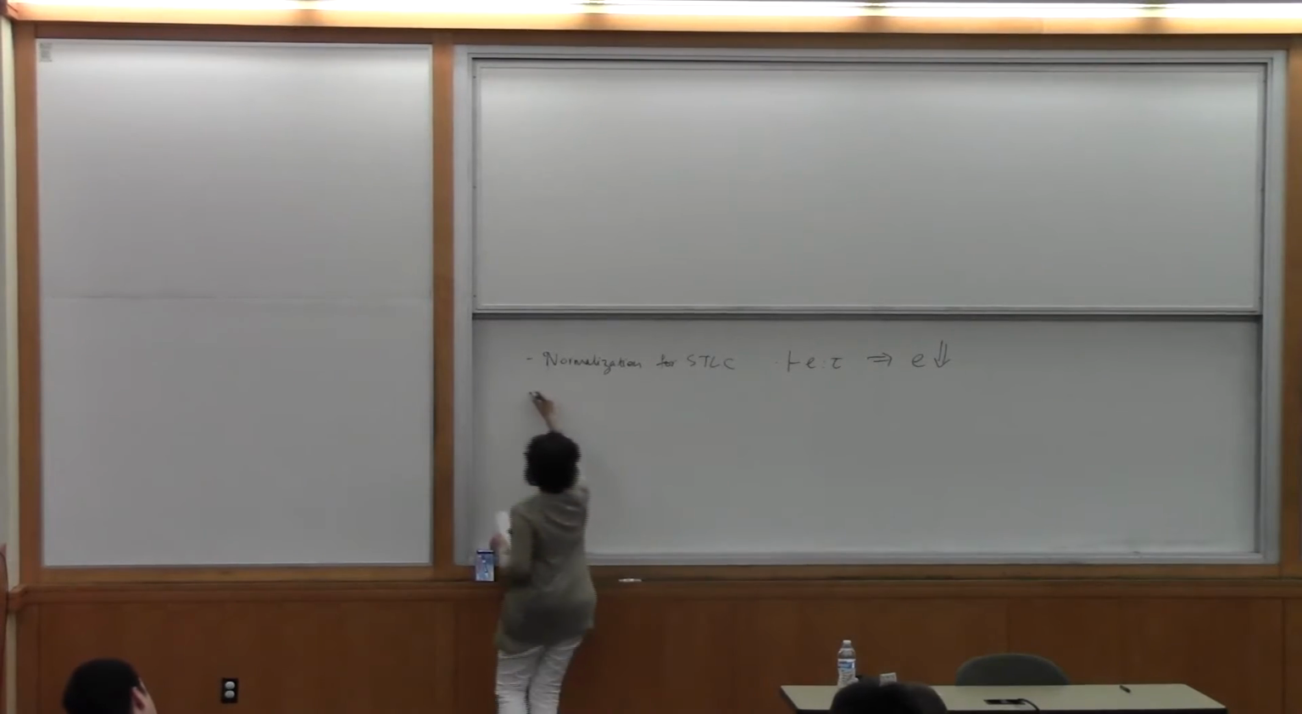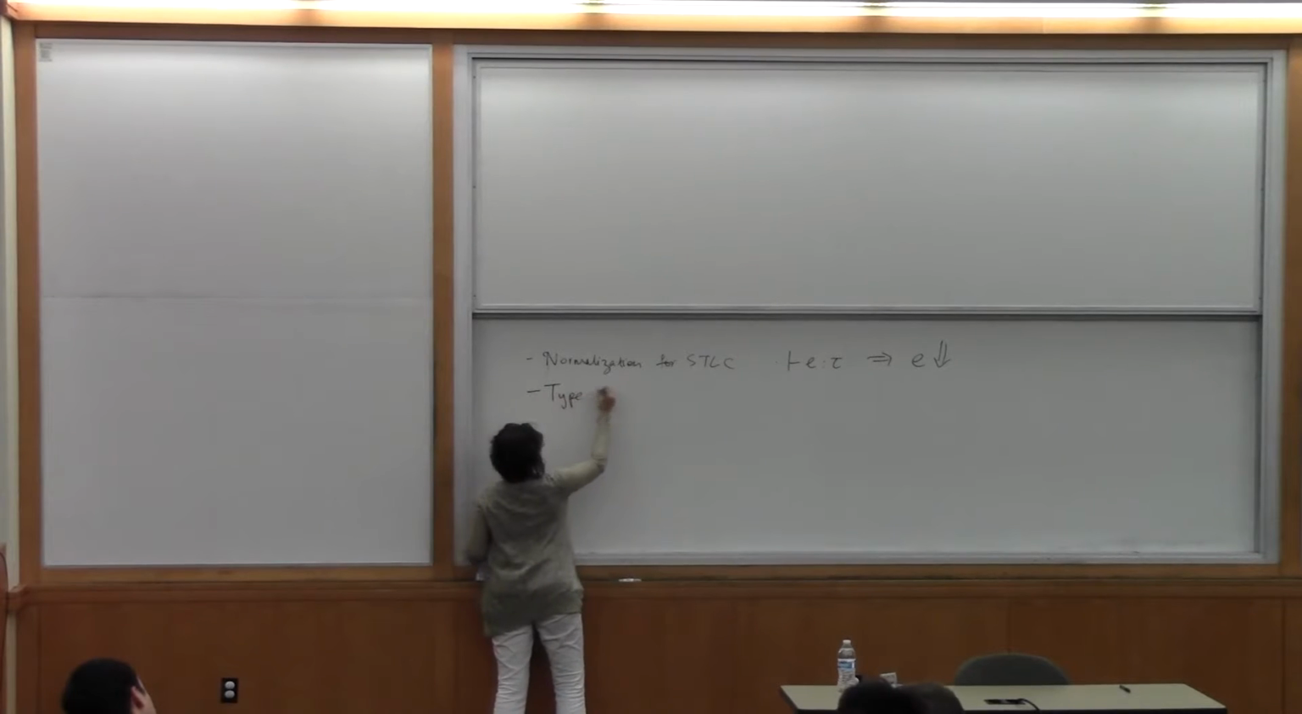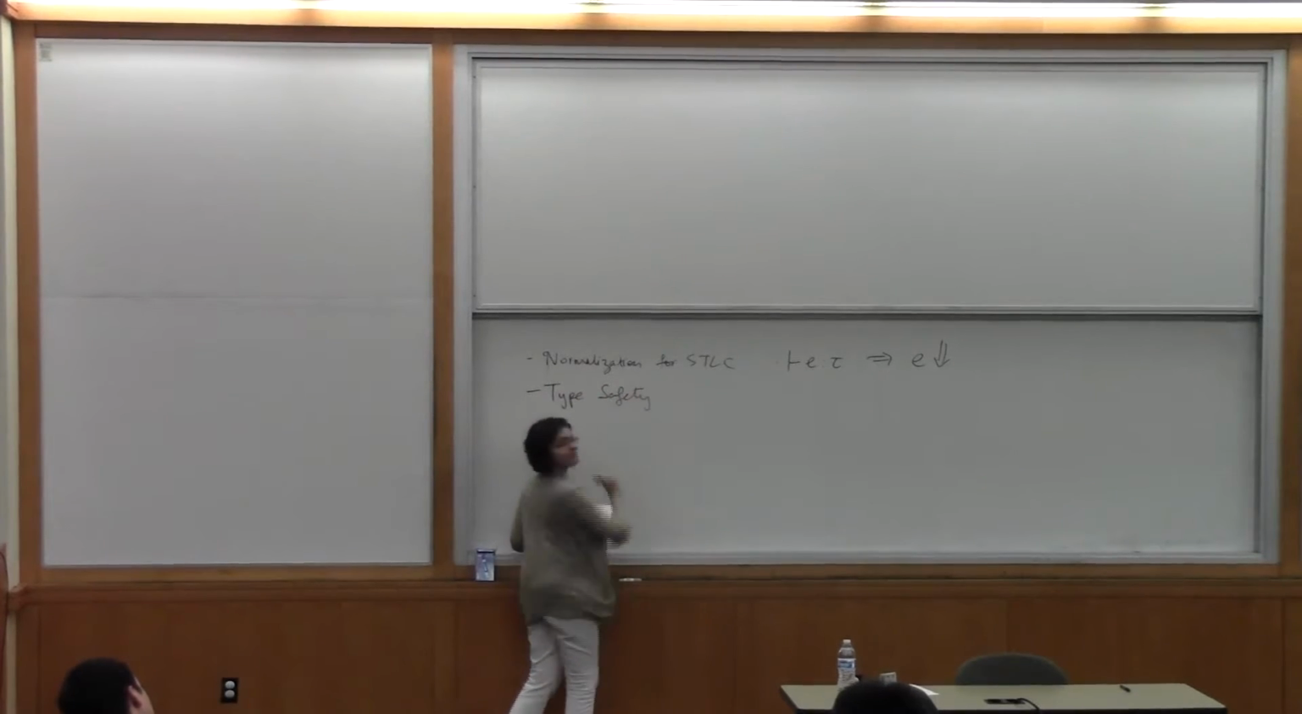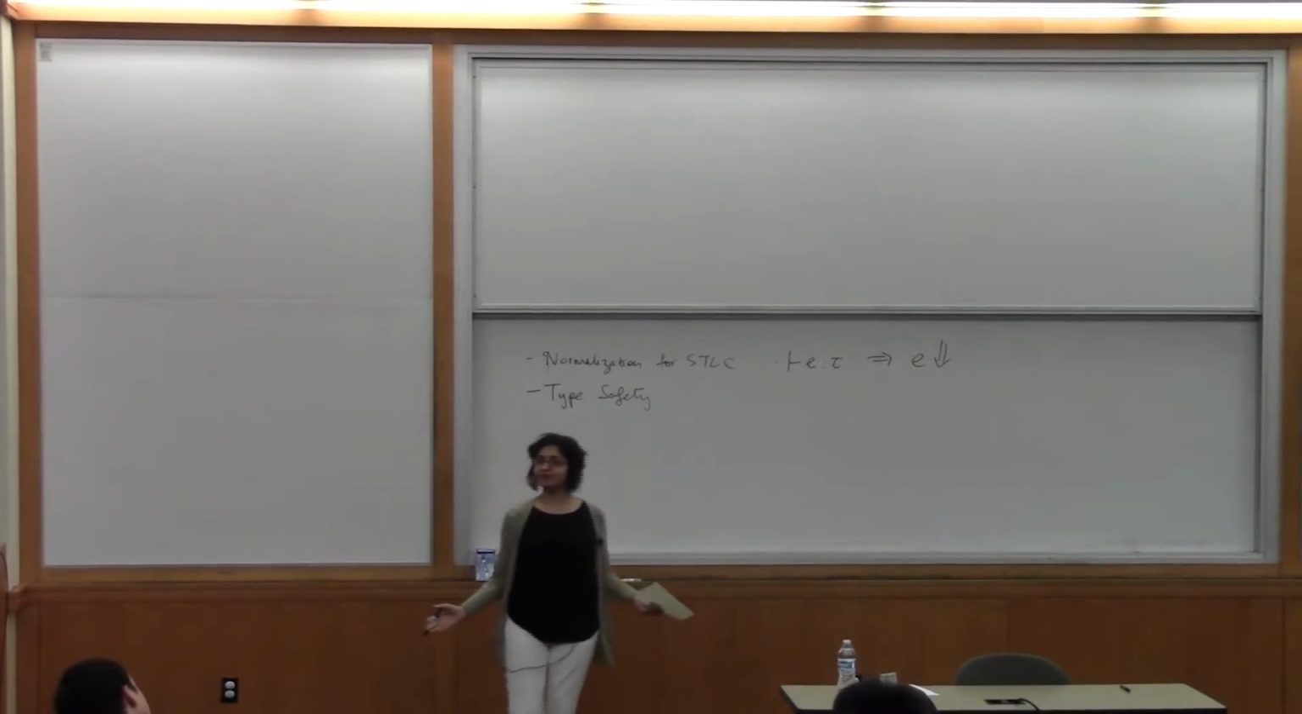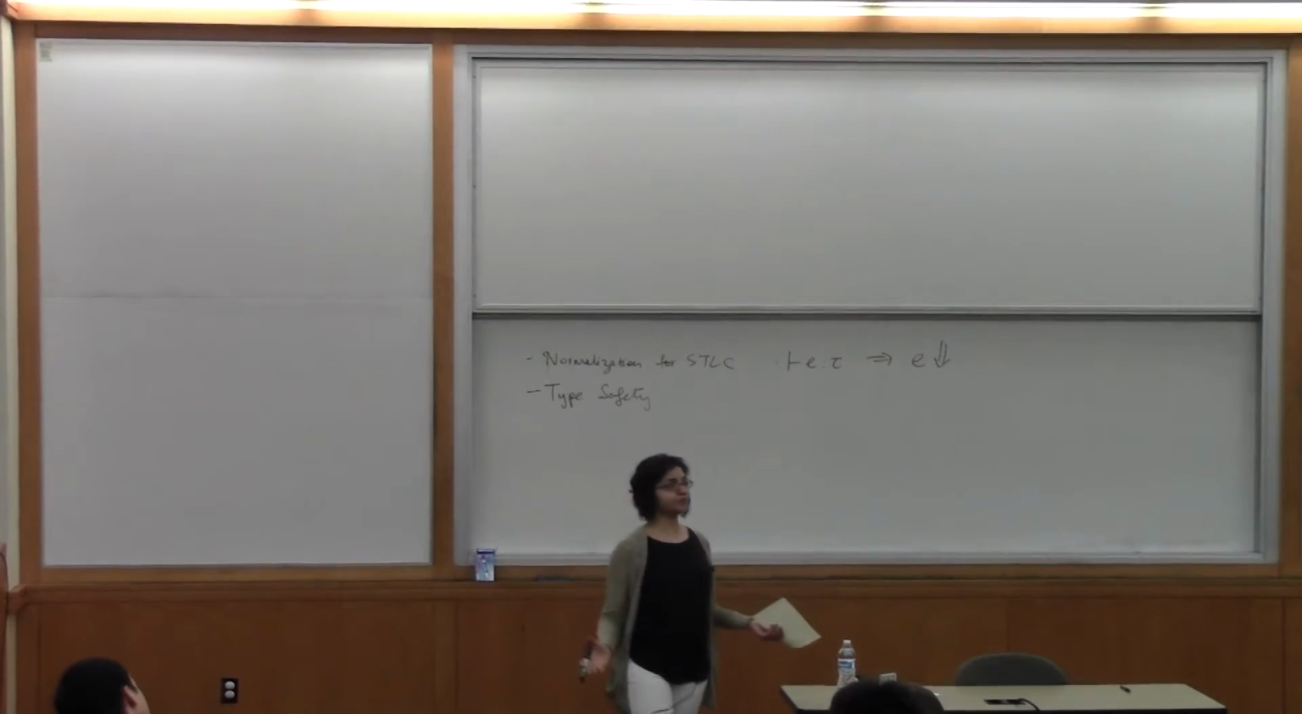Another thing you can use logical relations for is to prove type safety. Does that come as a surprise to people? How do people normally prove type safety?